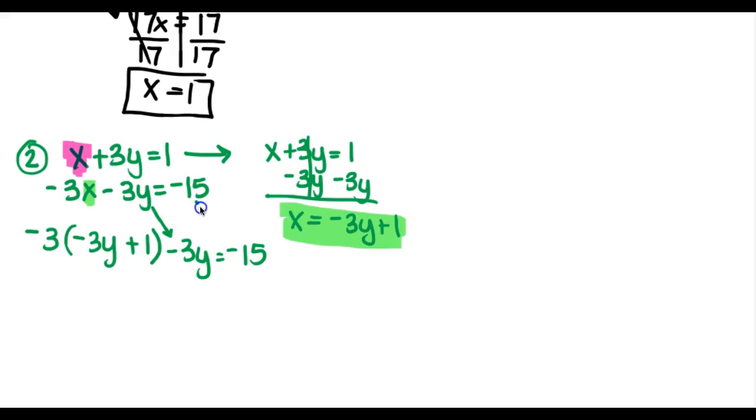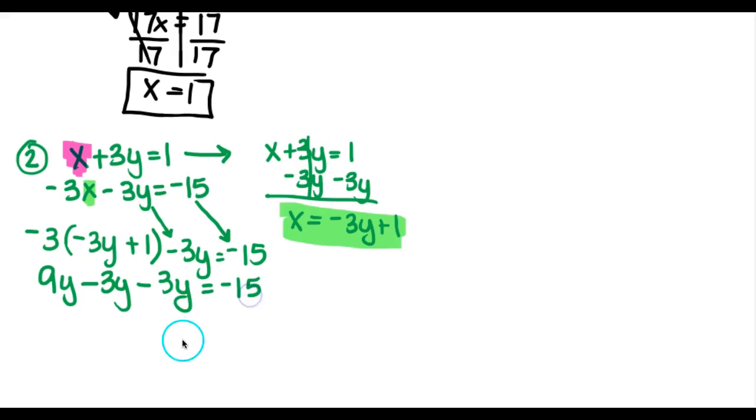Do not forget you need to bring these down. A lot of times you guys think, okay, we've replaced the x, good, we don't have to do anything else. We have to remember that we also have to bring everything else down. So distributing, negative 3 times negative 3 is a positive 9y. Negative 3 times a positive 1 is negative 3y, and I'm writing it as minus 3y because it's the same thing. Then I bring down that minus 3y, the equal sign, and the negative 15.